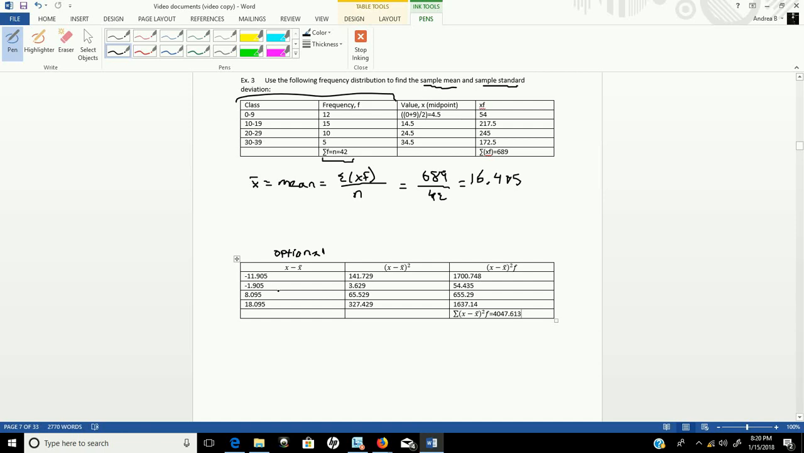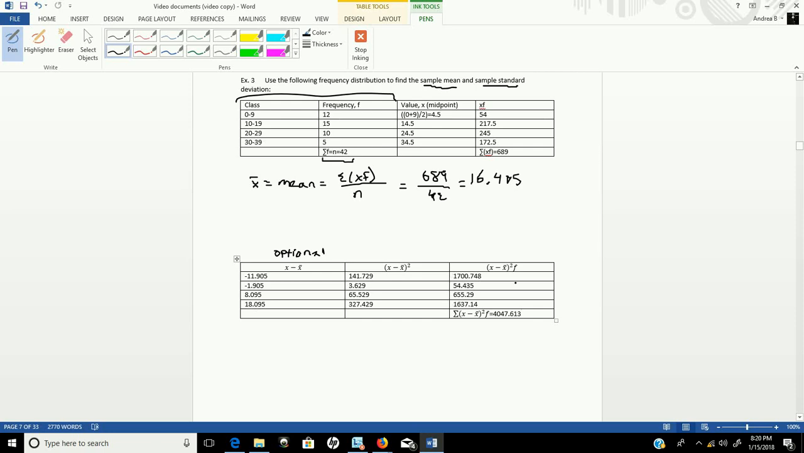Same sort of thing for the other rows. You do your midpoint value, the 14.5 was the next one, minus the mean of 16.405 to get negative 1.905. Square that to get the 3.629. And then multiply by the frequency for that row. The frequency for the second row was 15. So you do the 3.629 times 15 to get the 54.435. And then do same sort of steps for the other two rows.